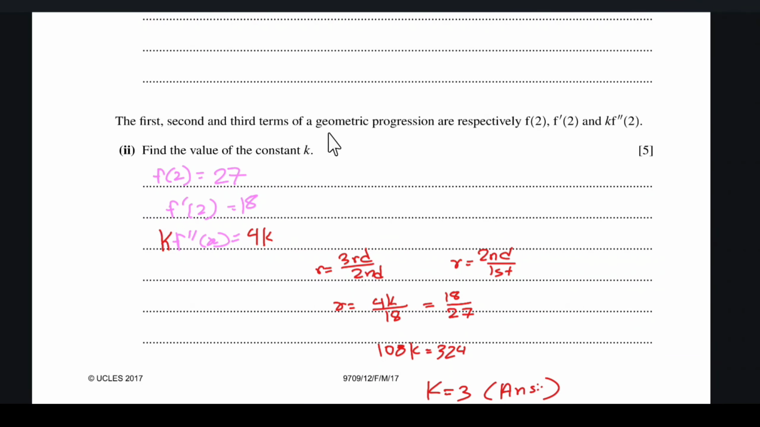Then the first, second and third terms of a geometric progression are f of 2, f prime of 2 and f double prime of 2, that is multiplied by k. So we need to find the value of constant k.